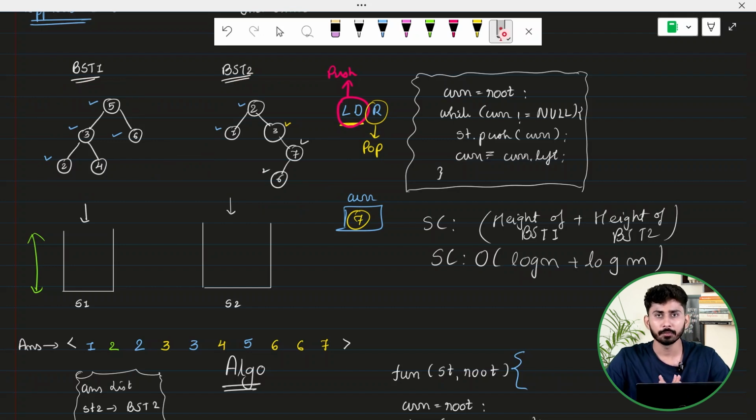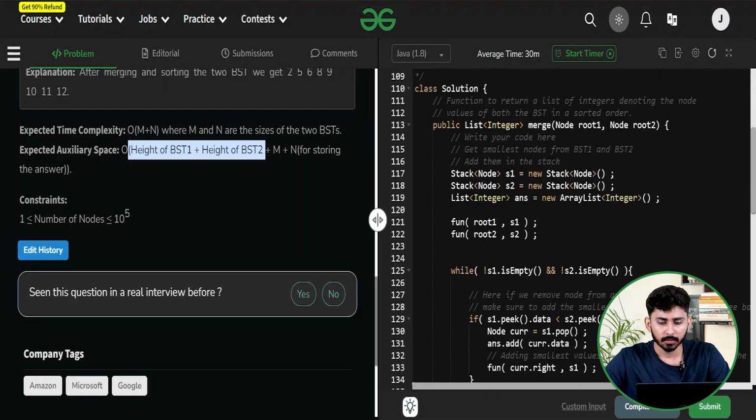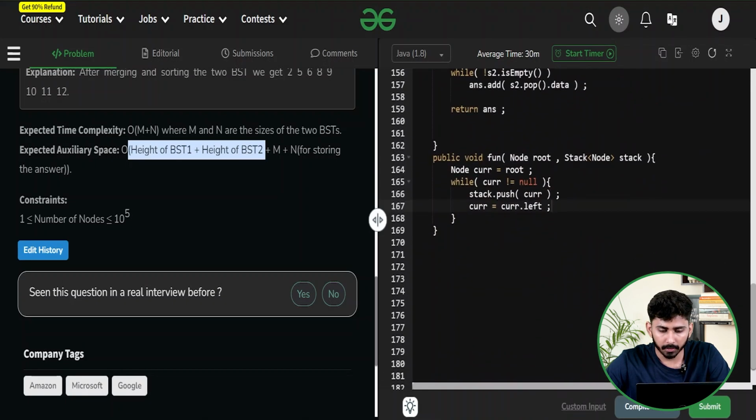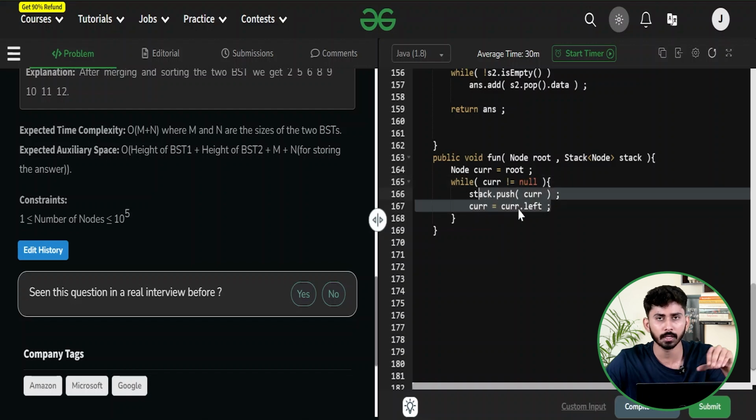Okay, so now I guess we can jump to the coding implementation part. So let's see the implementation for the same. This is the function that we are supposed to complete, and the extra function that we need, the function fun, has been mentioned over here. It takes a root element, and it adds all the left side elements of this root node. So it takes a current node, and while the current is not null, it adds it inside the stack and goes to the left hand side, only left hand side, extreme left.